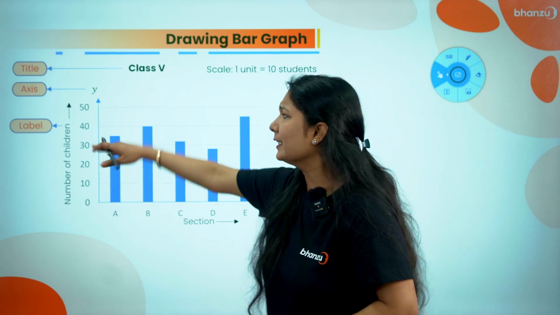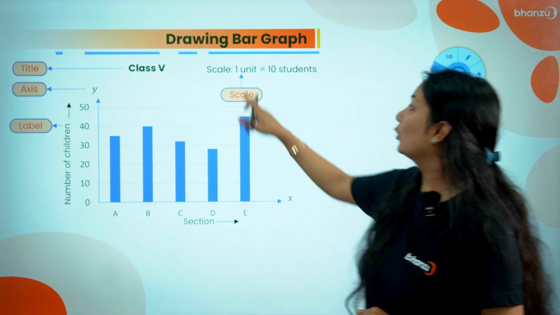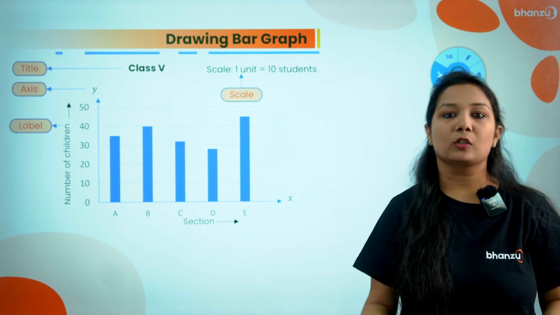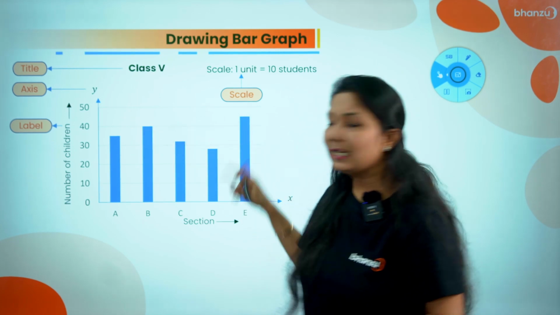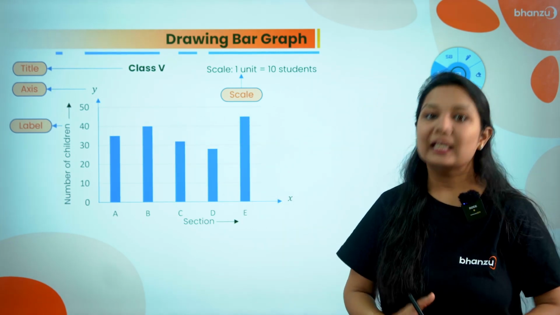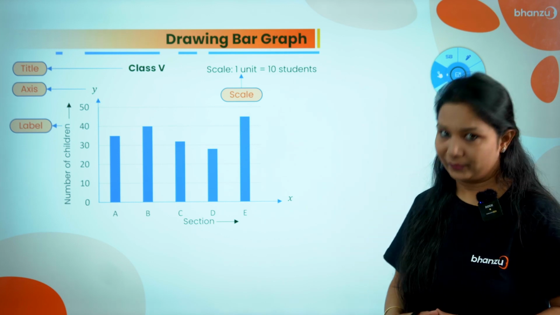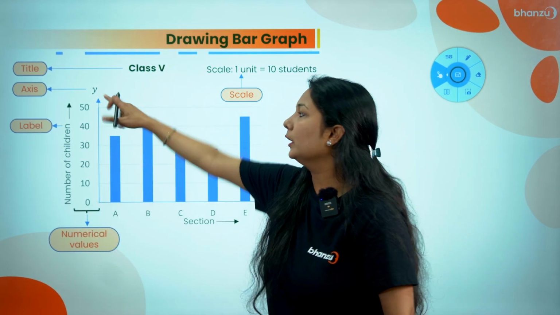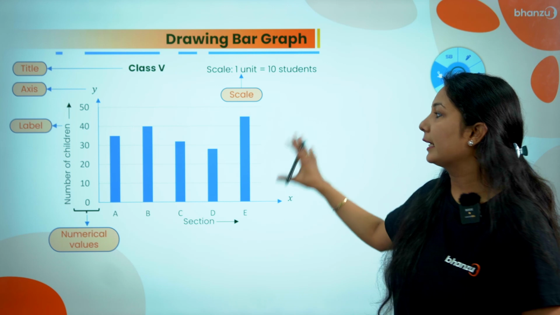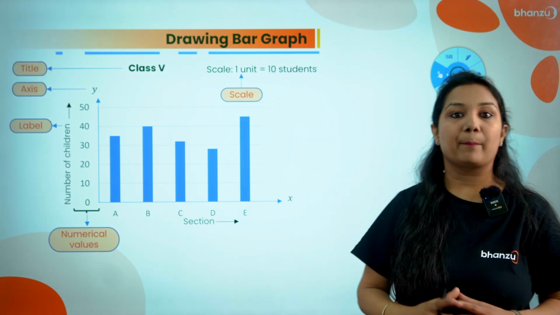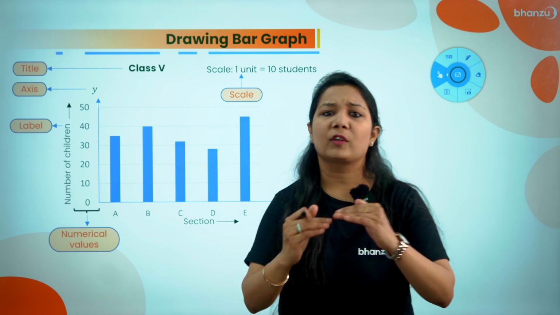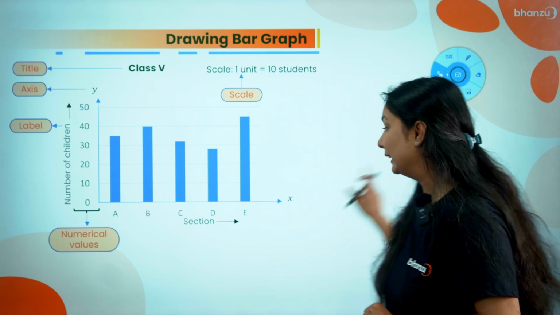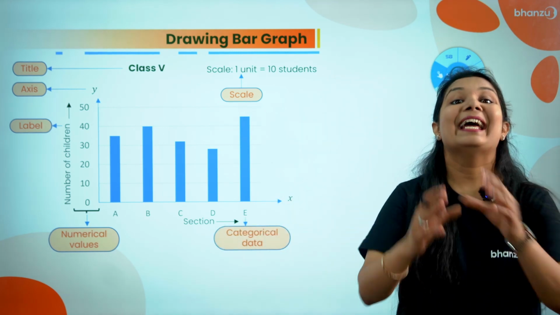Now how do we take these values? Before that you should know how to choose the scale, right? Scale depends on the values given in the question. Whatever is the highest value given, based on that we choose the scale, so that we do not have to draw a bigger bar graph. Then we have numerical values. Based on the scale, we put the numerical values. In this data, the highest value was 45. If you take a gap of 10, we are drawing till 50 because after 45, the next multiple of 10 is 50.